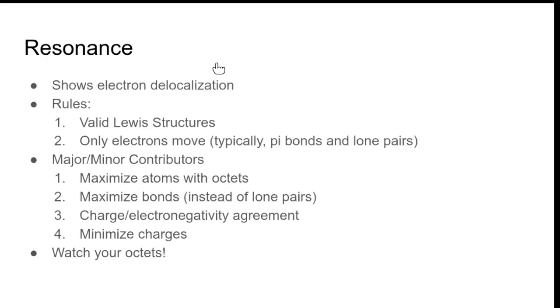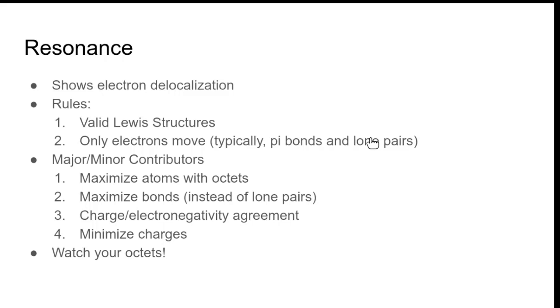Now, the rules for resonance are they can only be valid Lewis structures, right? You can't just give something 10 bonds. It needs to have 4 bonds maximum for the elements we're talking about. And the other really most important thing is that only electrons move, right? We're going to be moving pi bonds and lone pairs. We're not moving atoms around.